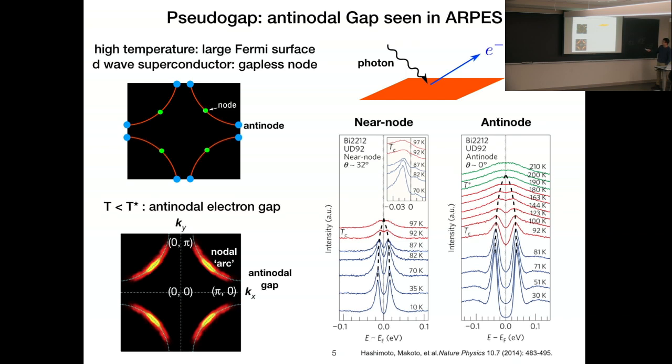But at a different momentum point, at the antinode, things are very different. This line here is TC, but there's already a huge gap opening. The Fermi surface is already gone. And the gap opens at a temperature far above TC. That's what people call pseudogap. It's a gap opening at the antinode before we enter the superconducting state.